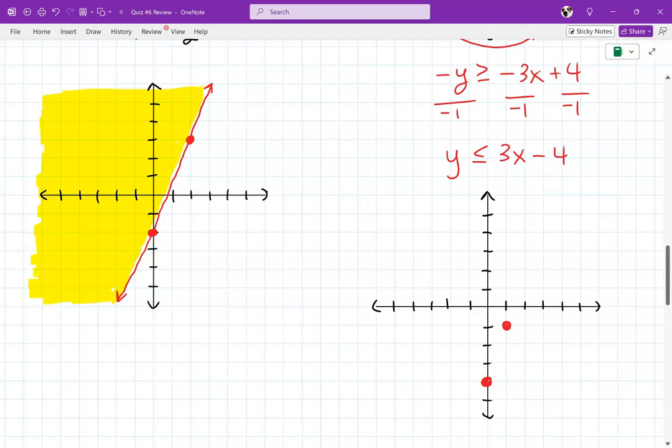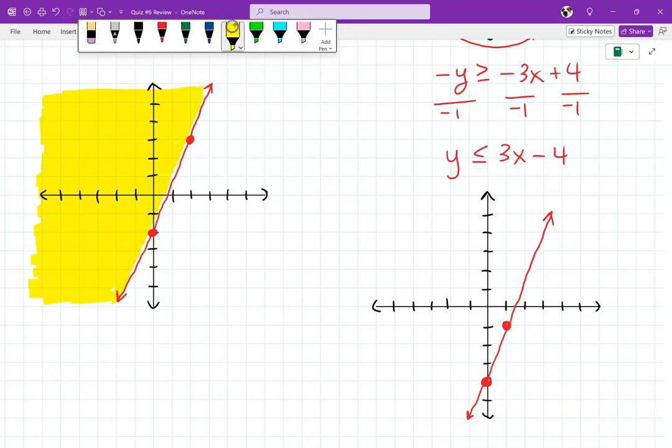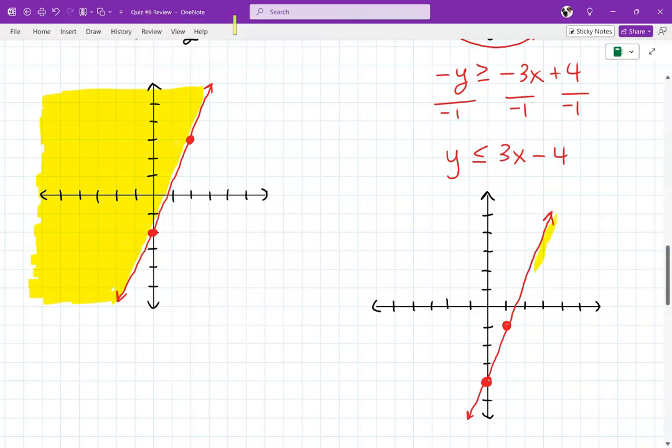And this line, well, I did make it less than or equal to, so the line has to be solid. If it was just a less than, it'd be dashed. But this is going to be a solid line as well. And I'm shading above or below? Below, right? So this is going to be under the graph.